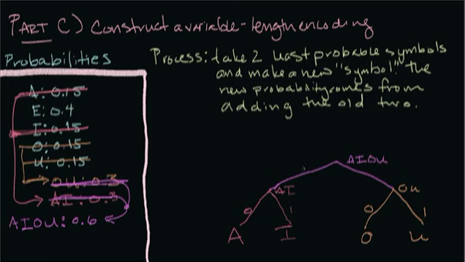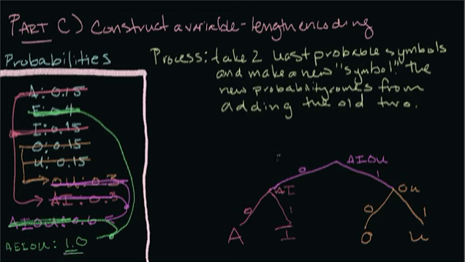Now the two smallest, the only two left, are E and AIOU. The probability should sum to 1, and it does. So AEIOU is our starting node. If we go ahead and draw that in there, there's E and our start node, which is AEIOU.